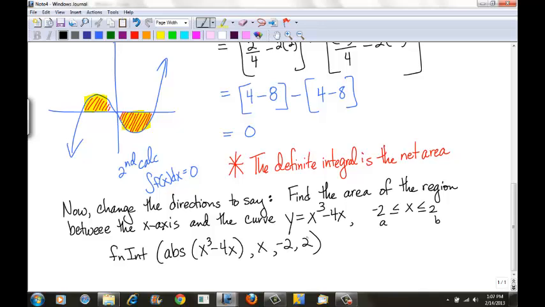Or you can figure each area and then just add them together, and ignore the negative sign. That's another way to do it.